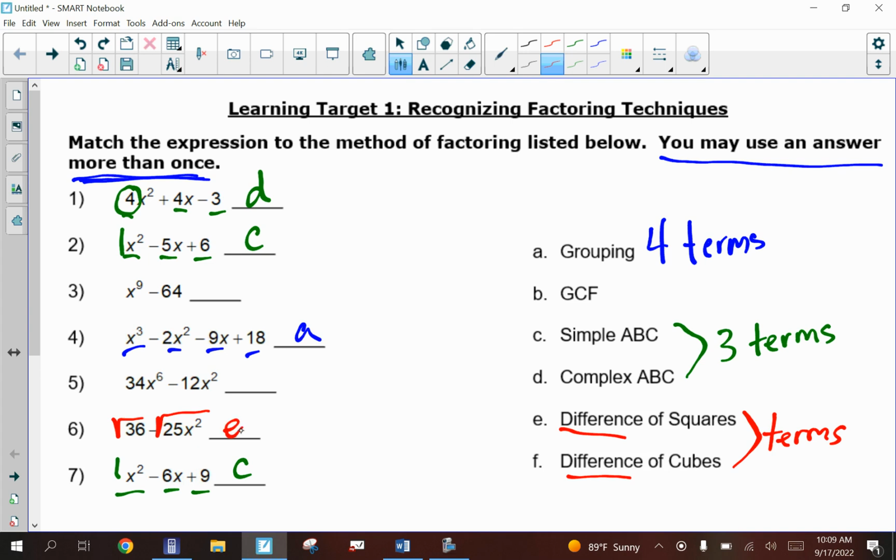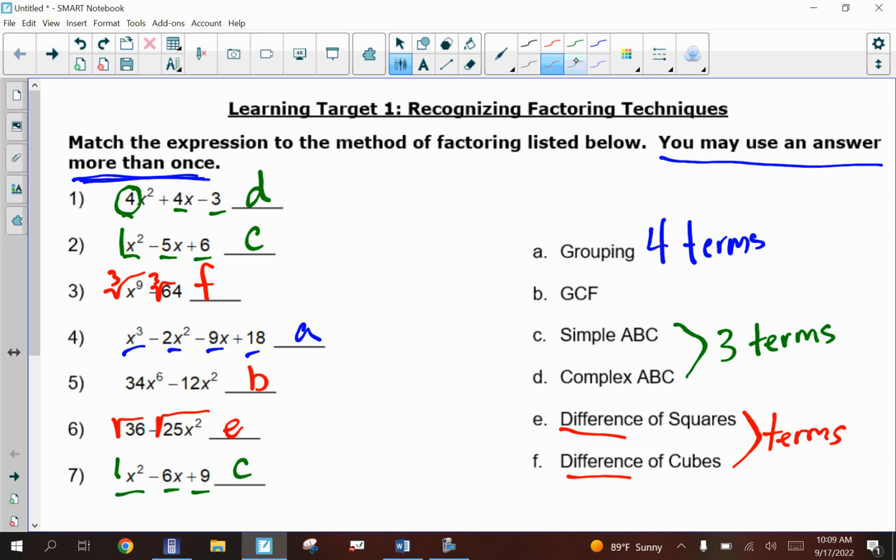Now, a cubes question is very similar, except you have to be able to cube root it. If I take the cube root of x to the 9, that's going to be x to the 3rd because all you do is divide the exponents. If I take the cube root of 64, that's going to be 4. So that's my cubes problem. If I try to cube root 34 in the calculator, it gives me a decimal. So that's not going to be a cubes problem. So just by process of elimination, number 5 has to be GCF.